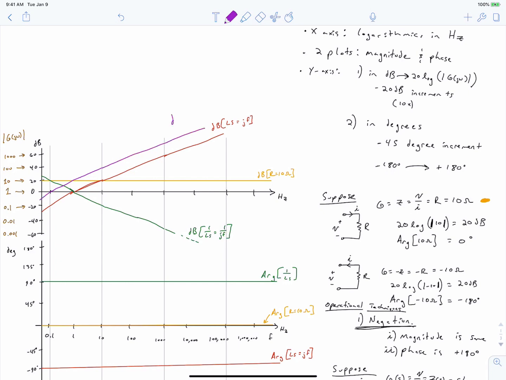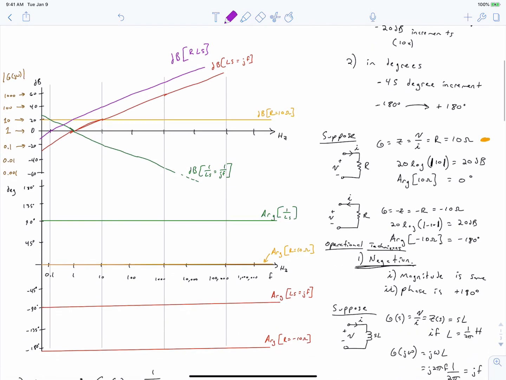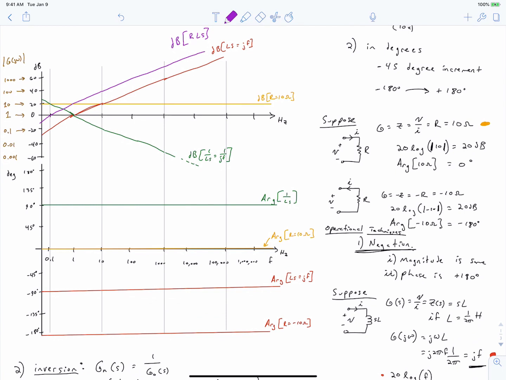And so this is decibels of RLS. And our phase angle is going to be the red line added to the orange line, which is going to remain at negative 90 degrees. So in this case, because our resistive transfer function was constant magnitude, the only change is that we shifted our gain by 20 decibels. We shifted it to the left by 1 decade.